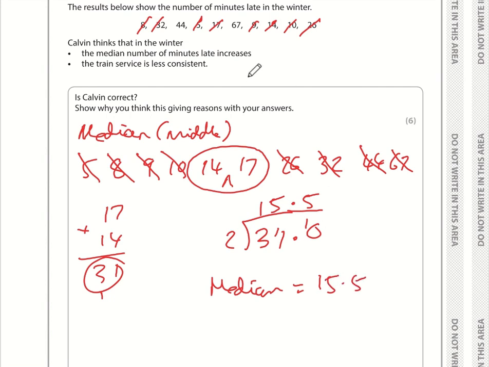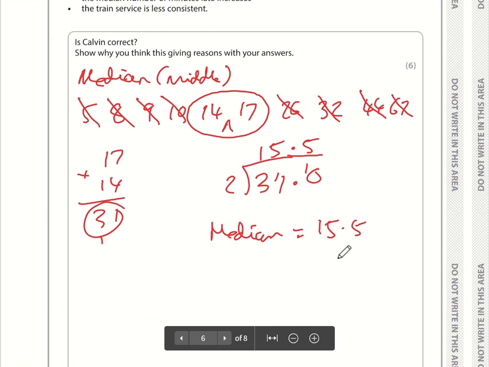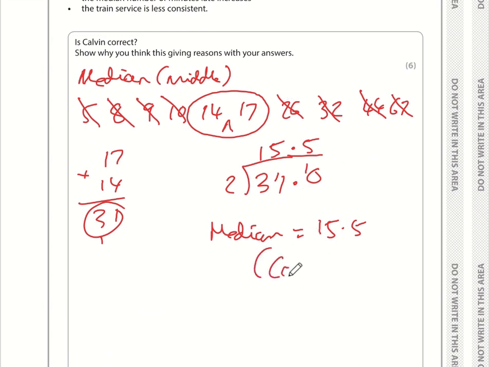So Calvin thinks that in the winter the median number of minutes late increases. Well, it was 12.7, so you can say here that yes, Calvin is correct.